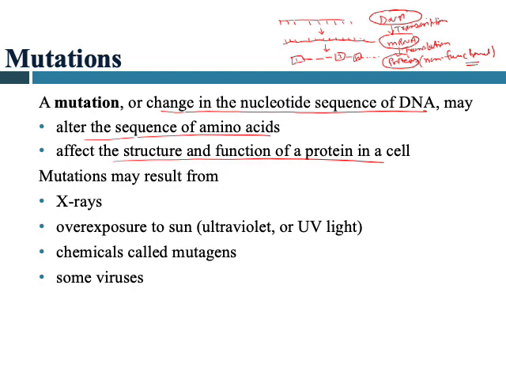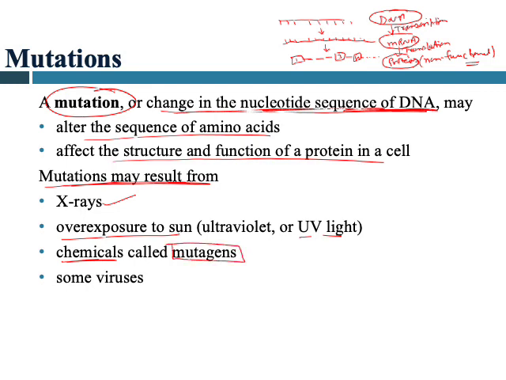And this is all because of the change in the nucleotide sequence of the DNA, and we call this mutation, right? This change in the nucleotide sequence of the DNA may result from X-rays, overexposure to the sun like UV light, or some chemicals called mutagens. Mutagens are chemicals that can cause mutation, and some viruses are also responsible for this kind of mutation.